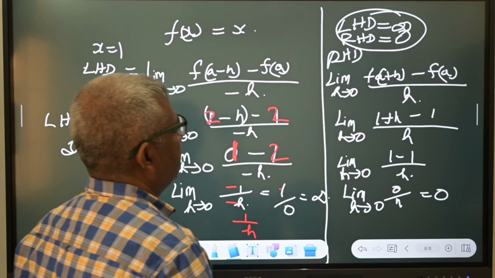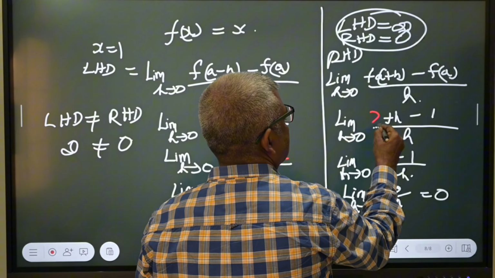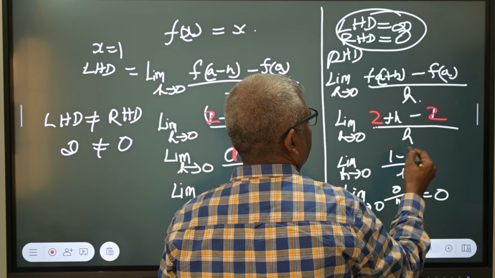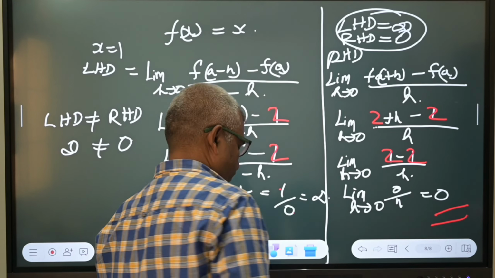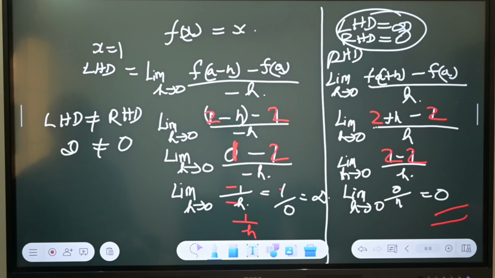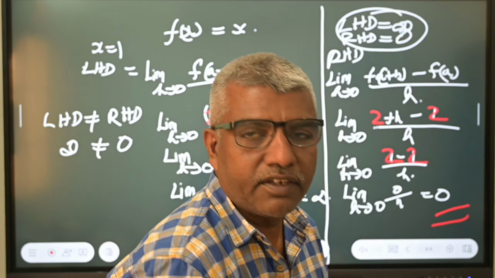For the right hand side, same: 2 plus h minus 2, that is 2 minus 2, 0 by h, which is 0. The right hand side is 0. So same case: the left hand side is infinity and the right hand side is 0. So at x is equal to 2, it is not differentiable. Got it?